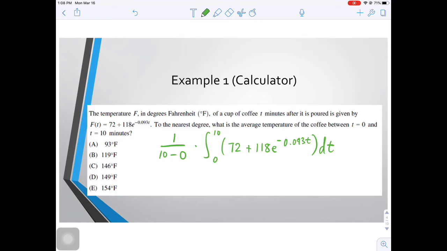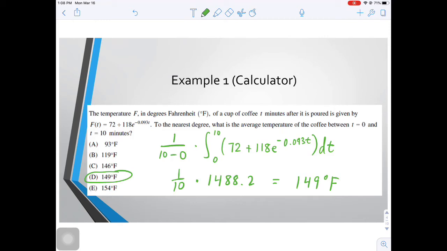So when I type in the definite integral, I get approximately 1488.2. But then don't forget to multiply that by 1/10 or divide by 10. And you should get, rounded to the nearest whole number, approximately 149 degrees Fahrenheit. It's really a remarkable formula. It's quite powerful. It helps us find an average of a continuous function.